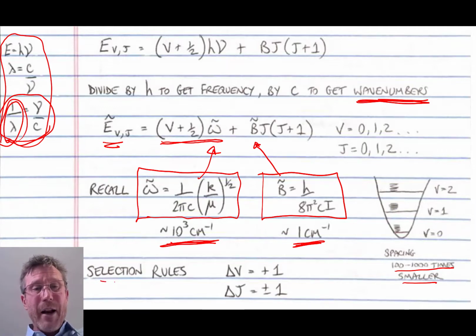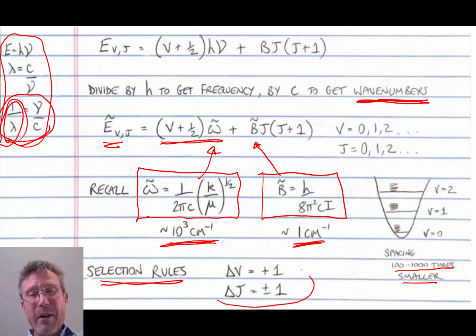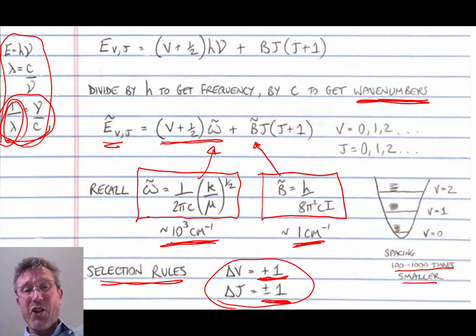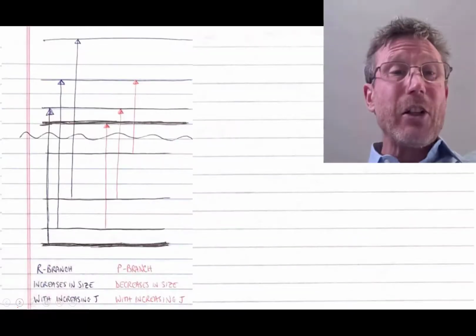We've also got to remember our selection rules. If we're coming in with light and exciting from a lower vibrational state to a higher vibrational state, then delta V is equal to +1. And we've also got selection rules for rotations, and delta J is going to be equal to ±1. So what does that look like?